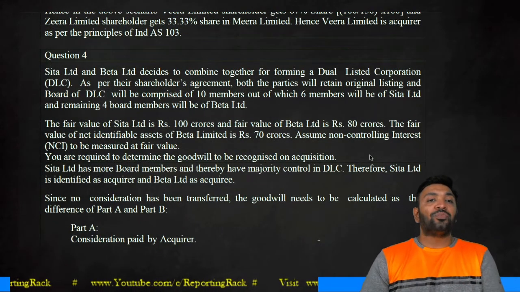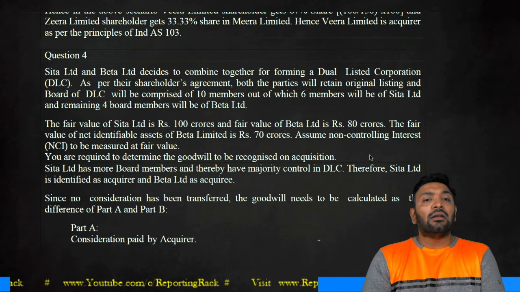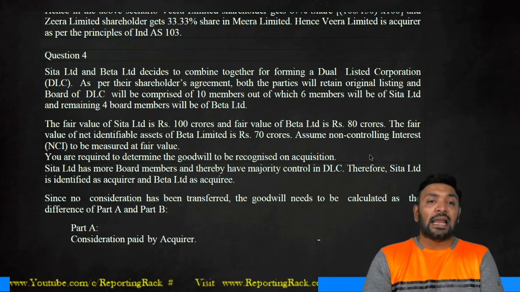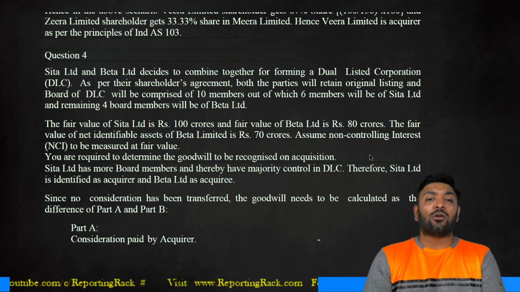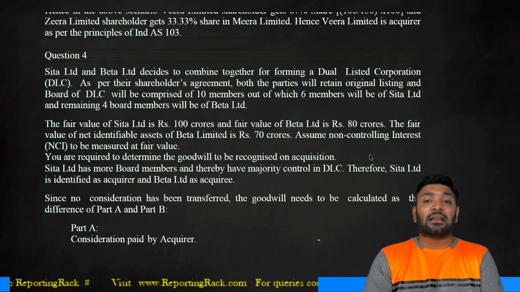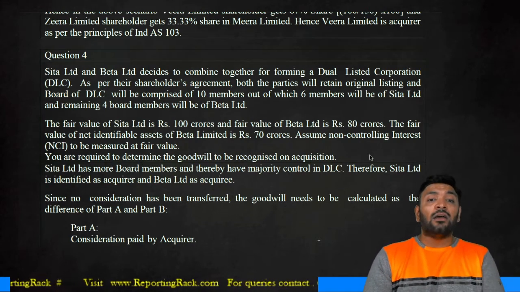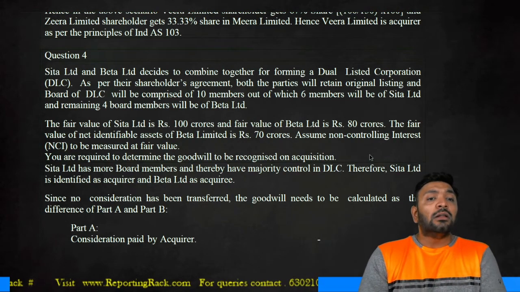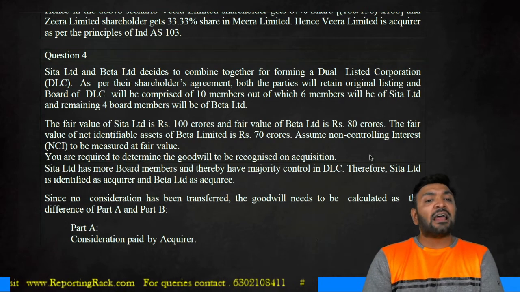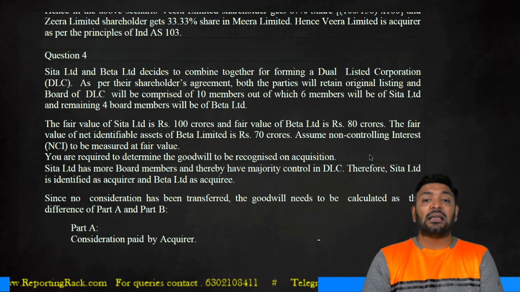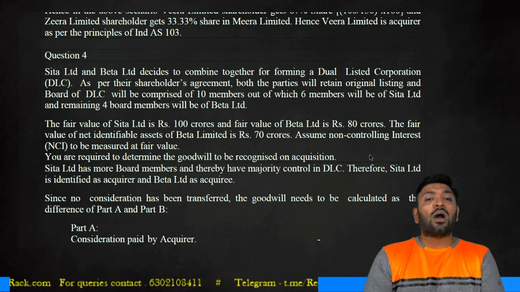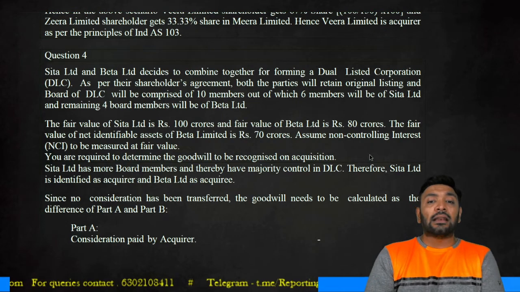Look at question number 4. Sita and Beta decide to combine their businesses to form a dual listed corporation, DLC. As per their shareholders agreement, both the parties will retain original listing and the board of DLC will comprise 10 members, 6 of Sita and 4 of Beta. The fair value of Sita is 100 crores and the fair value of Beta is 80 crores. Fair value of net identifiable assets in Beta is 70 crores.